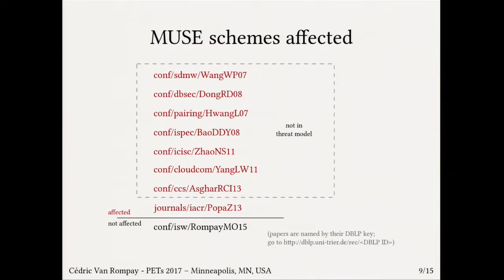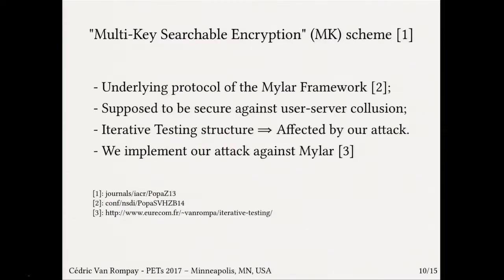So now you see that there's one paper that's not in the box. It's multi-key searchable encryption by Popa and Zeldovich. It's mostly known for being the protocol that is used in a framework called Mylar. So this paper was a move in the good direction because it is the first to consider users colluding with the server. But unfortunately, guess what? It used the iterative testing structure, and so it is affected by our attack, just like the others. So we proved this is the case by breaking the security of the Mylar framework. And if you're interested, the code for doing that is publicly available, and it also runs on my laptop. So point 2, do not use iterative testing structure.